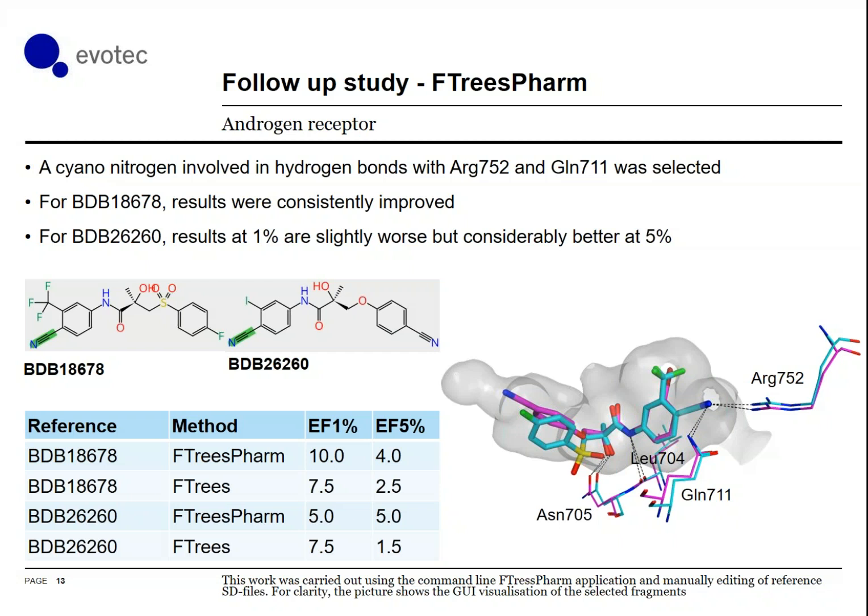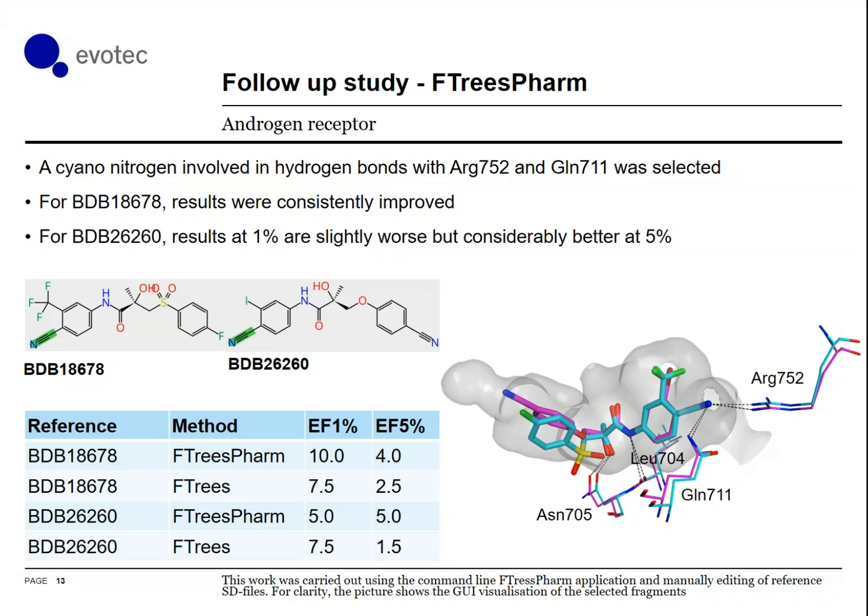And with the second reference compound, again, I'm in this situation where with the F3s alone, I already had a relatively high enrichment of non-actives at 1%, which was 7.5. And with F3s farm, it drops a bit, to 5. But again, a little bit like in the first case, I would say that it is a high enrichment that more or less stays high with both methods.